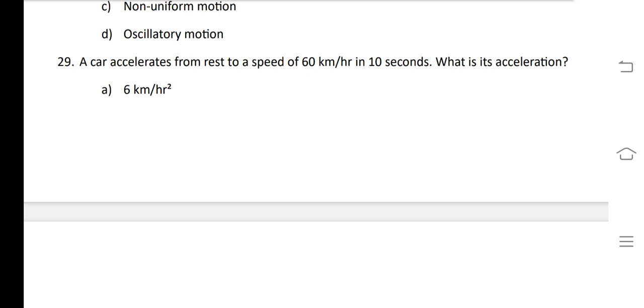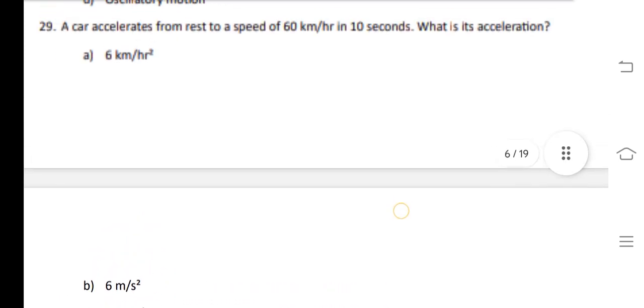let us convert the 10 seconds into hours. So we will divide 10 by 60, which will give 1 by 60.